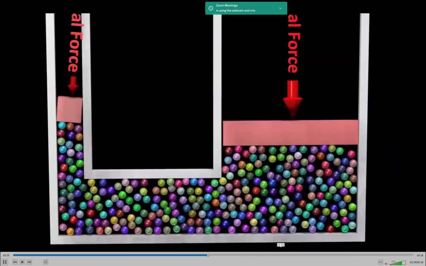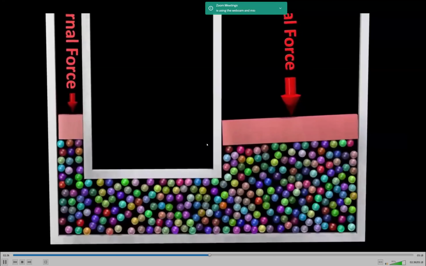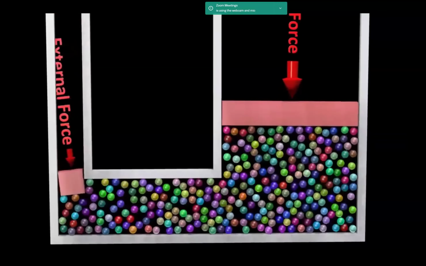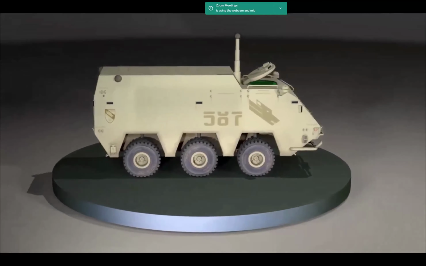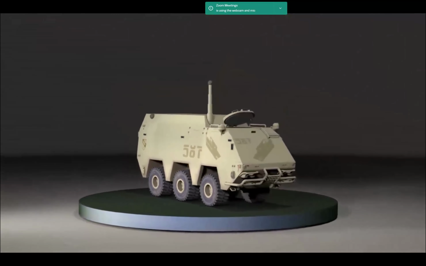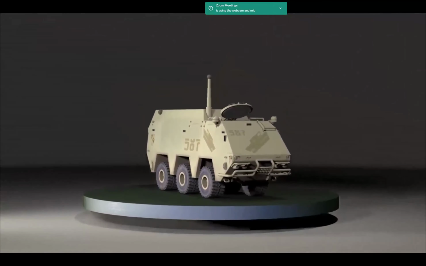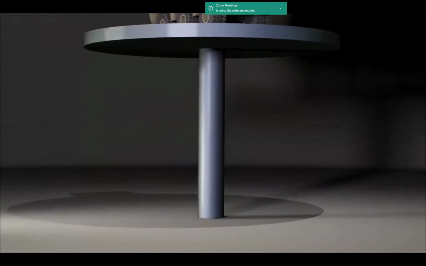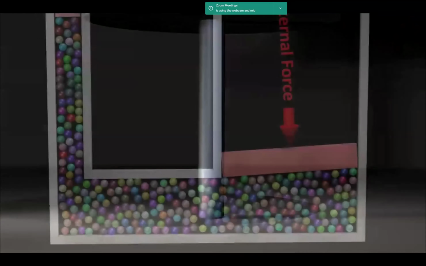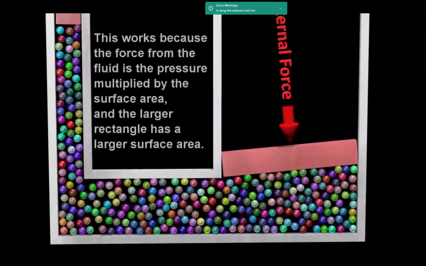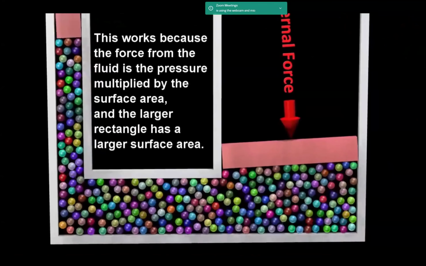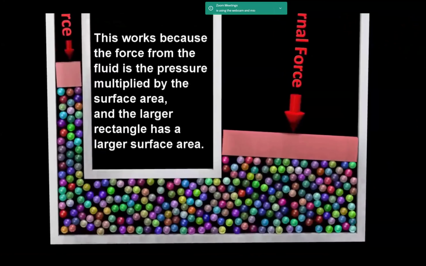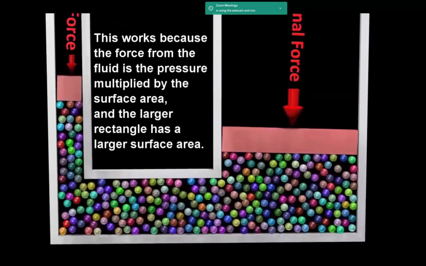That piston thing. Hydraulic jack. There are many practical applications of this principle, such as the hydraulic lift, which allows us to raise extremely heavy objects. This works because the force from the fluid is the pressure multiplied by the surface area, and the larger rectangle has a larger surface area.